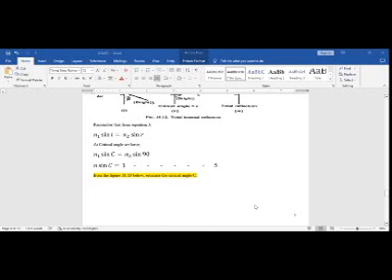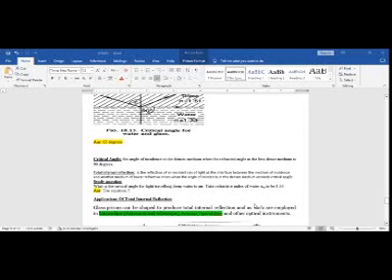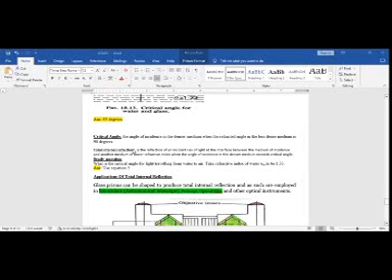Okay, so that takes us to our next definition, the total internal reflection. What is total internal reflection? Total internal reflection is the reflection of an incident ray of light at the interface between the medium of incidence and another medium of lower refractive index when the angle of incidence in the denser medium exceeds the critical angle.